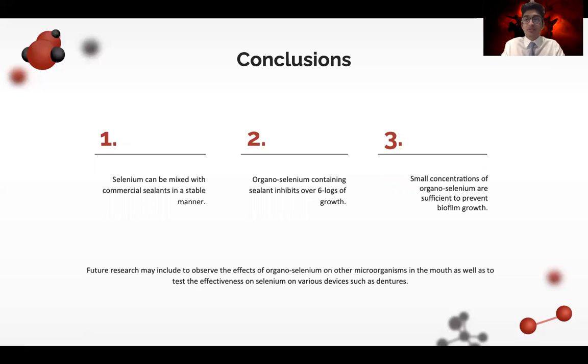Now, there's a lot of future research that needs to be done before this can be commercialized. First of which is that the effect of organoselenium on other microorganisms in the mouth must be observed. This is because even though Streptococcus mutans is one of the primary biofilm-causing agents in the mouth, there's other bacteria also present in the mouth. We also need to test the effectiveness of selenium on various devices such as dentures.